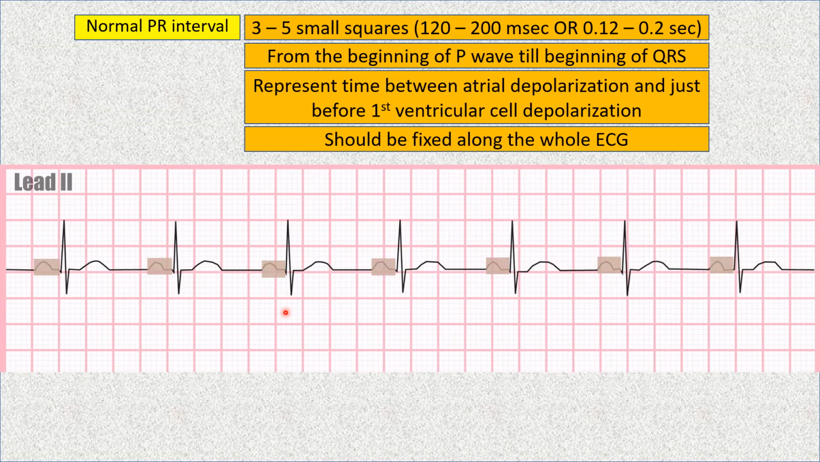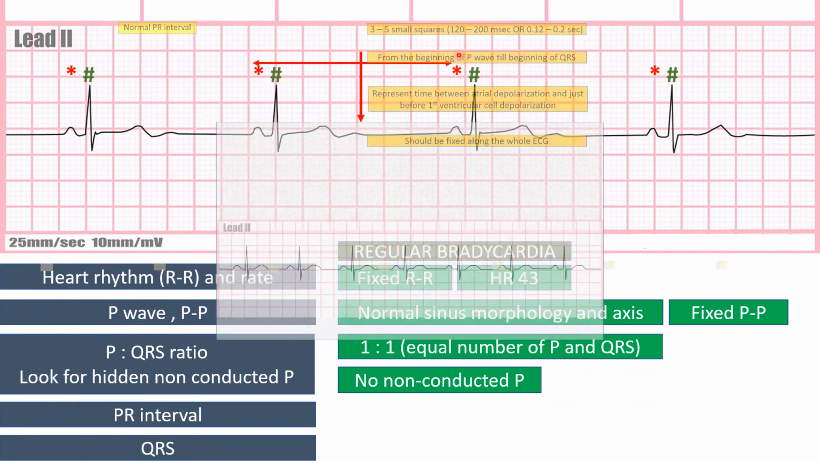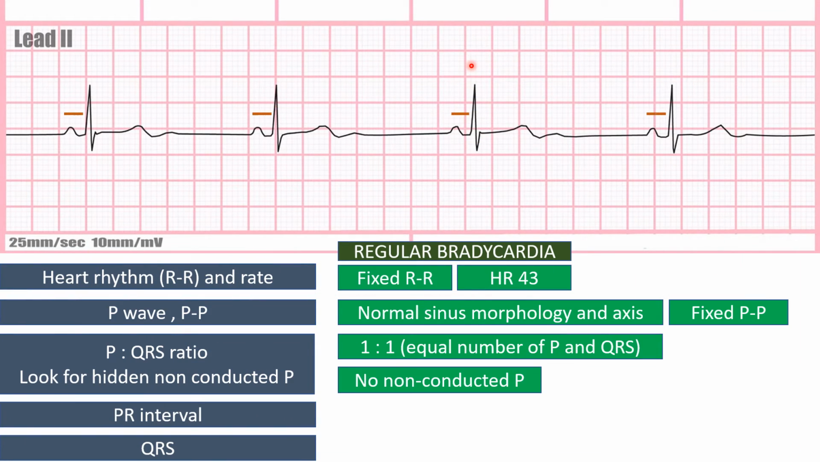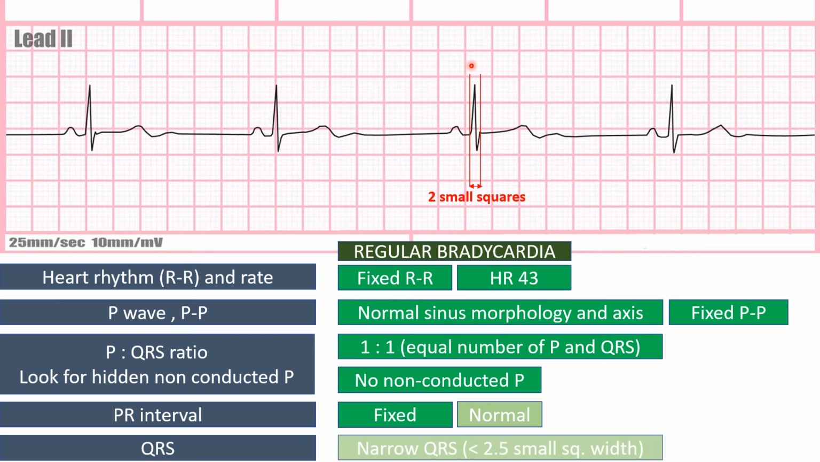After that, we remind you of the normal PR interval. The normal PR interval starts from the beginning of the P wave to the beginning of the QRS complex. It represents the time between atrial depolarization and just before the first ventricular cell depolarization. It should be fixed along the whole ECG, and it's normally 3 to 5 small squares. In our example, yes, the PR interval here is fixed all through the ECG, and it's normal, 3.5 small squares. Finally, the QRS complex here is narrow, less than 2.5 small squares.